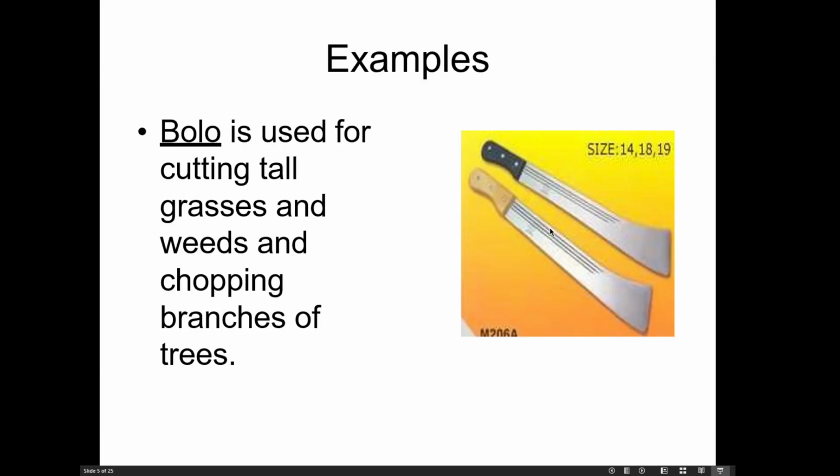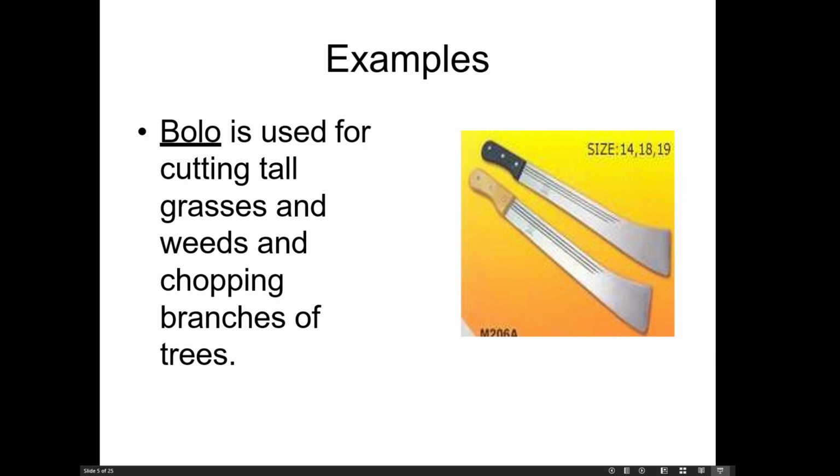Okay, so one of the first examples, I assume that you are taking down notes, class, ha? One of the first examples of the tools used in gardening is the bolo. Some individuals call it itak. Iba-iba rin naman ang itsura ng itak, 'di ba? But bolo is used for cutting tall grasses and weeds and chopping branches of trees.